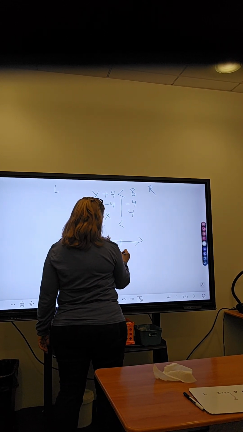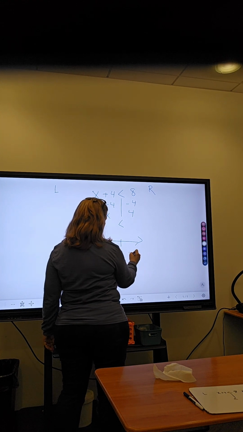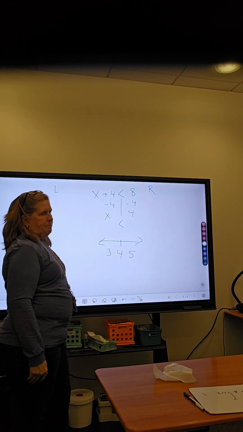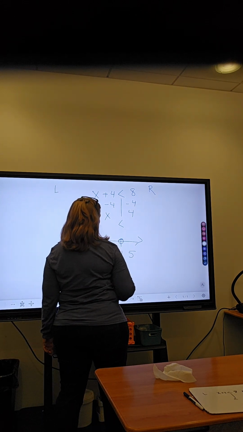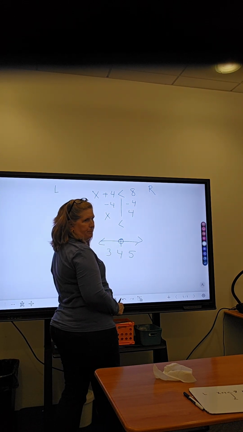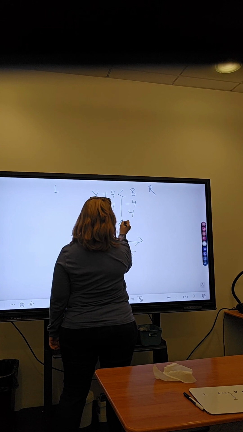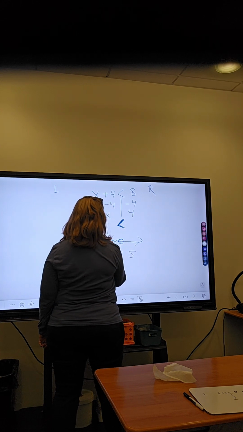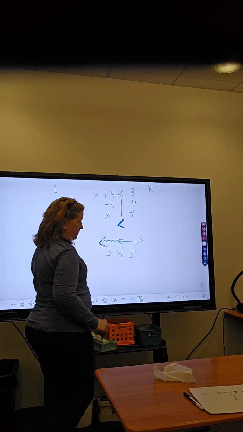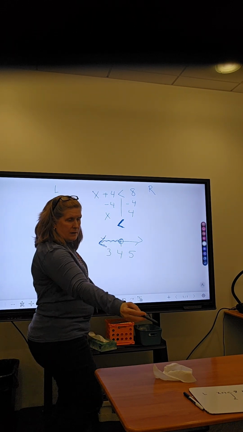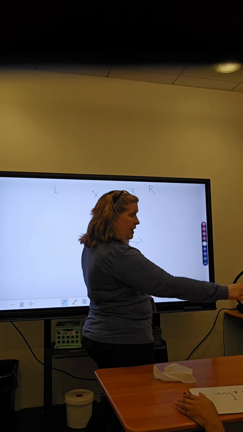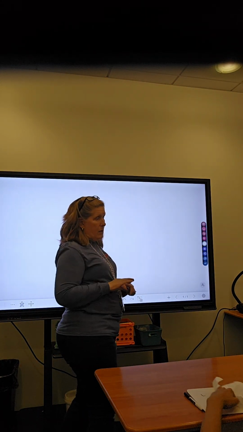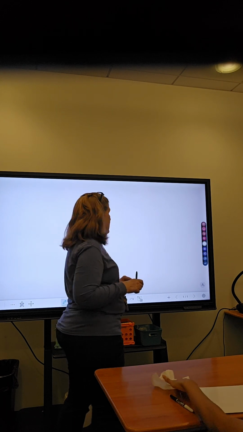All right, here's our 4. Open or closed dot? Open. Which direction? Left. This direction. See this arrow? It tells you go this direction. Boom, you got it. We didn't get a graph here. I saw your graph, but I saw you graph the 4. I didn't see the rest of the line.